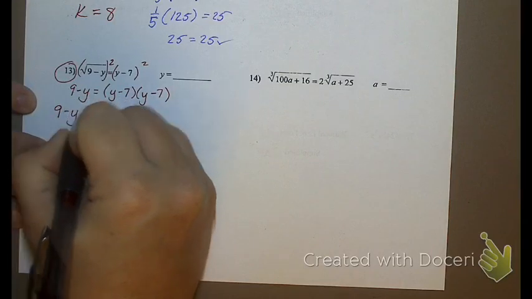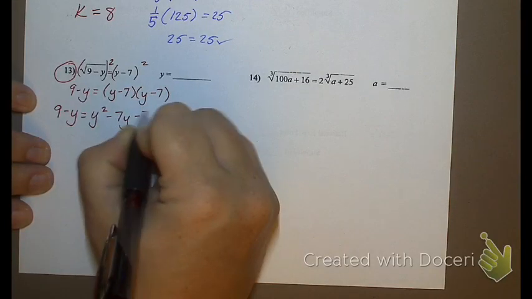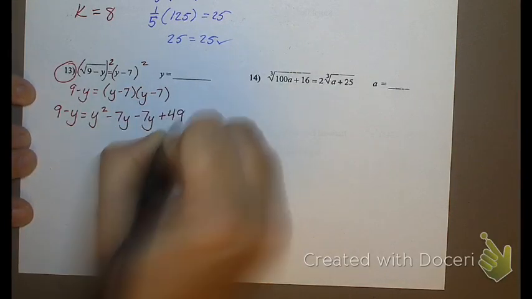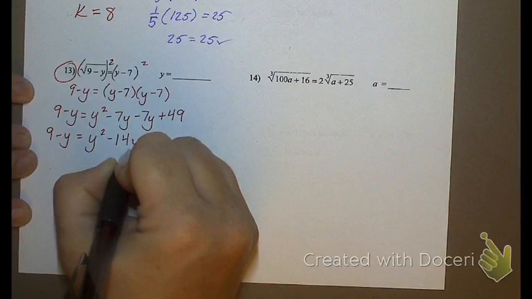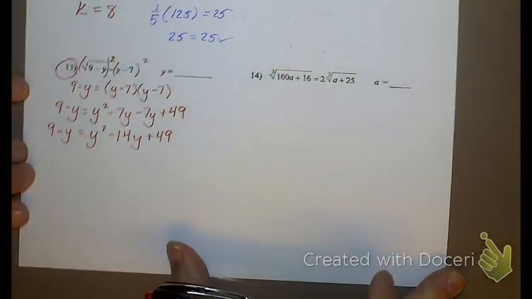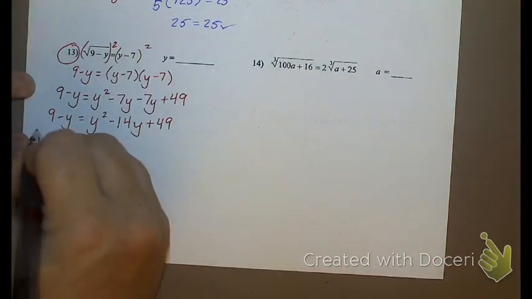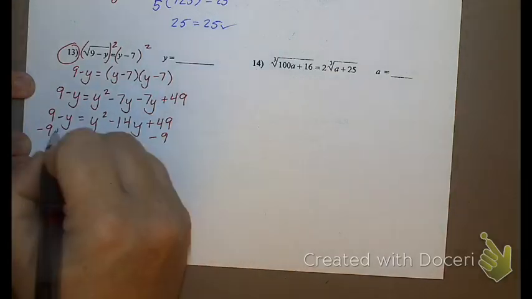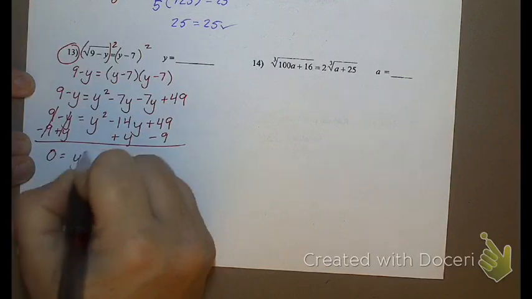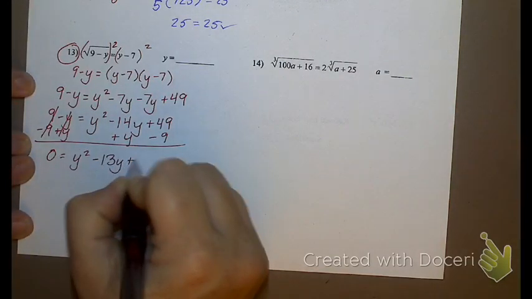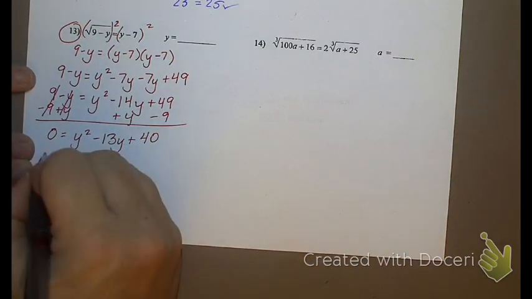So 9 minus y equals y squared minus 7y minus 7y plus 49, which simplifies to y squared minus 14y plus 49. Now what do I need to do? Move everything over here, right? So I'm going to subtract 9, and I'm going to add y. Is that okay with you? So I have 0 equals y squared minus 13y plus 40. Yes?